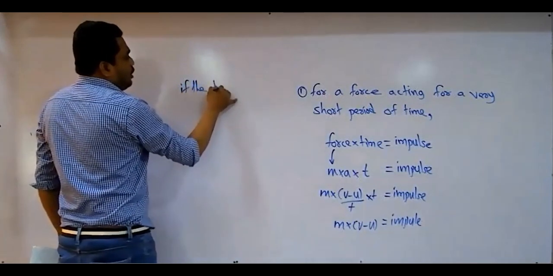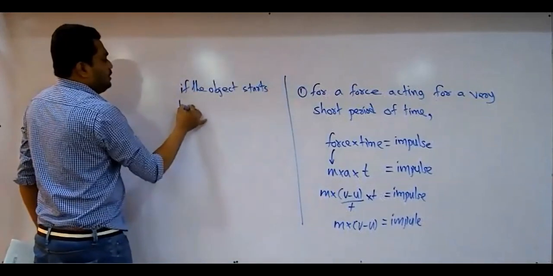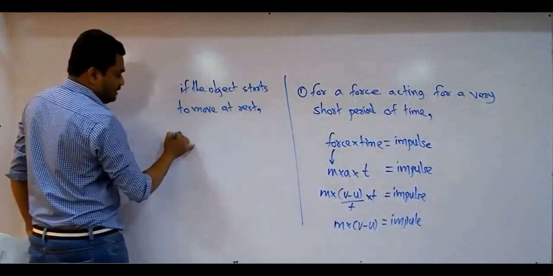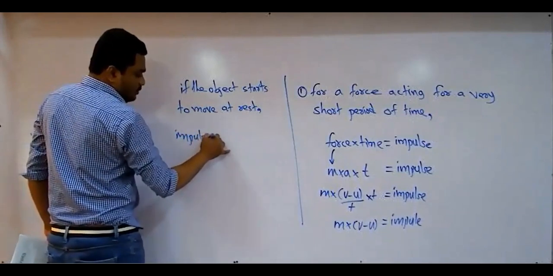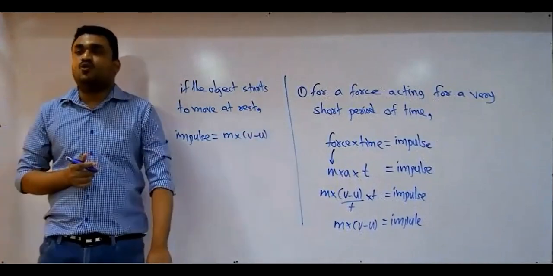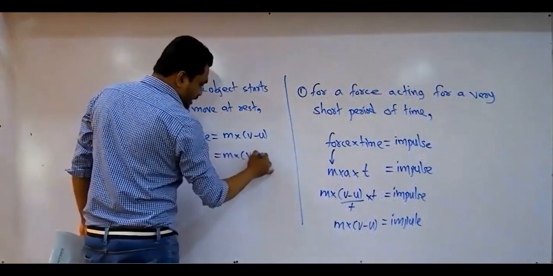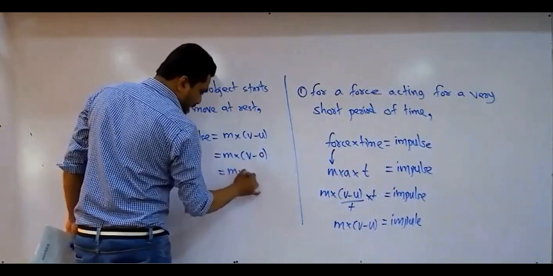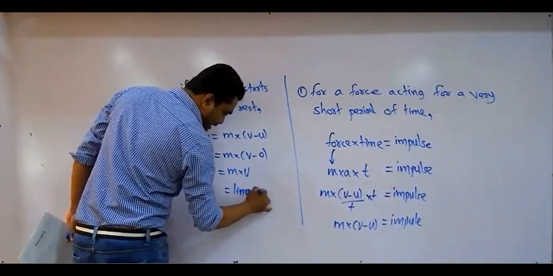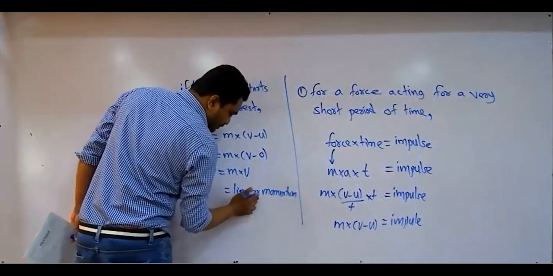If the object starts to move at rest, then what will happen here? Impulse equals m into (v minus u). What is u now? The object starts to move at rest. What is u dear? 0. So this is m into (v minus 0). So this is mv. So that is the product mass into velocity, linear momentum.